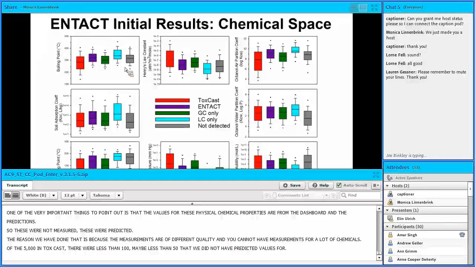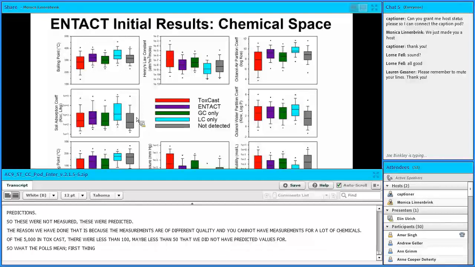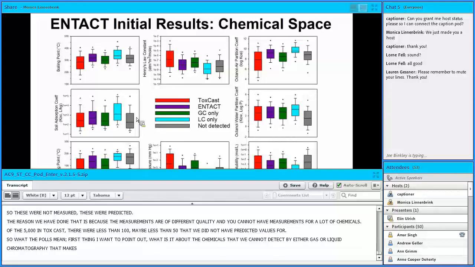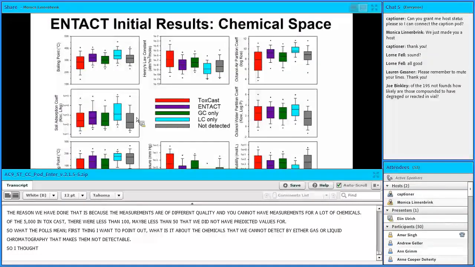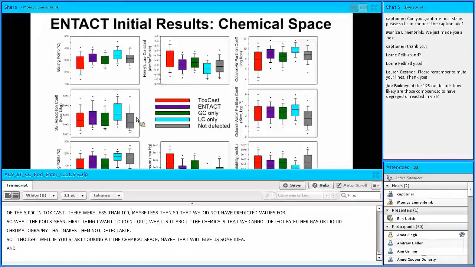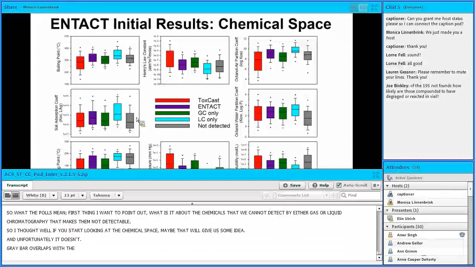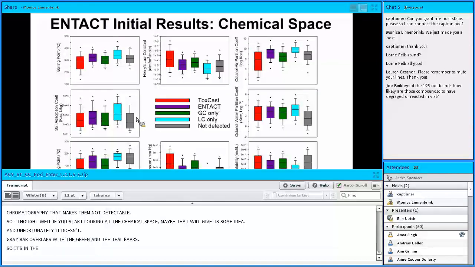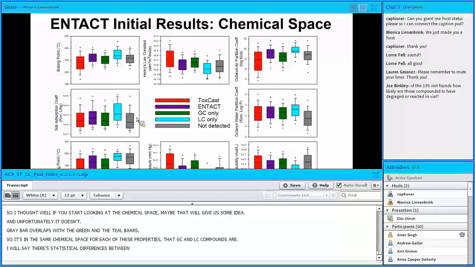So on to what this tells me. The first thing that I'd like to point out is I want to know what is it about the chemicals that we cannot detect by either gas or liquid chromatography that makes them not detectable. And so I thought, well, if we start looking at the chemical space, maybe that will give us some idea. And unfortunately, it doesn't. The gray bar overlaps with the green and the teal bars. So it's in the same chemical space for each of these properties that the GC and the LC compounds are. I will say that there are statistical differences between all of these distributions, but the chemical space that we're covering is at least somewhat similar. It's the distributions that are different. So that didn't really help.